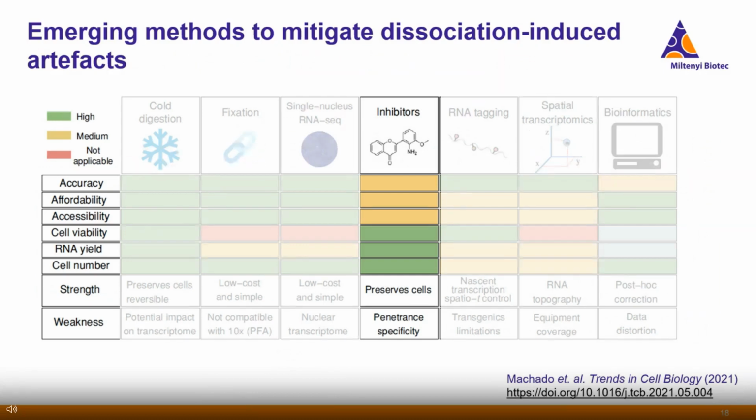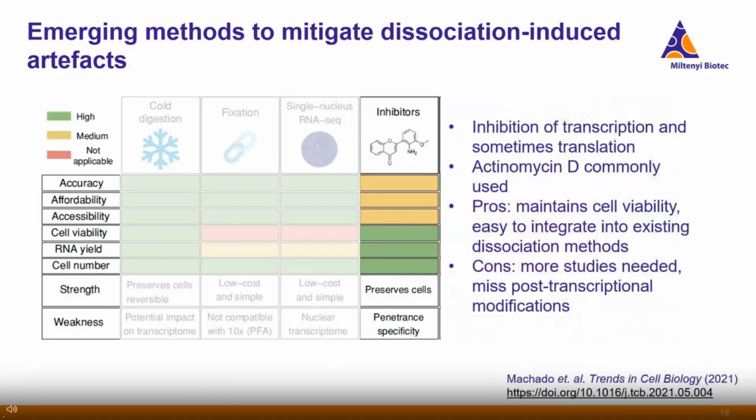Another promising method to prevent dissociation-induced artifacts is to add inhibitors to the digestion mixture that will stop transcription or translation. Actinomycin D has been demonstrated to be effective in several studies. The benefit of using inhibitors is that it maintains cell viability and is easy to integrate into existing dissociation methods. The main disadvantage is that this is still a relatively new method, and more studies are needed to explore off-target effects and the impact of not inhibiting all mechanisms of gene expression alterations, such as gene repression and post-transcriptional modifications.